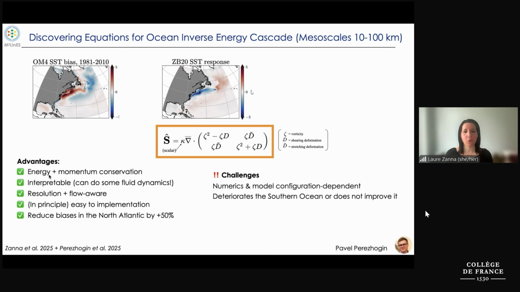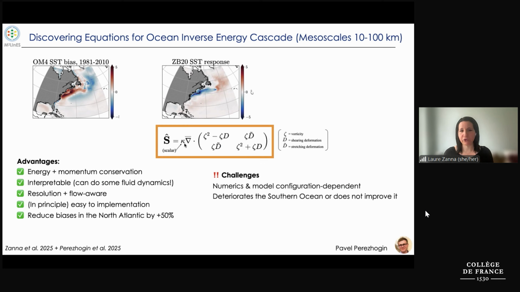So the good news is we were able to capture energy and momentum in terms of its conservative property. It's interpretable because, if you do fluid dynamics, or at least applied math, there is a lot that you can extract from this operator. I didn't talk about that, but it's resolution and flow aware. Why is it flow aware? Because it depends on how we resolve the velocity gradients. That means if you have a model that has coarser or finer resolution, the amount of turbulence that you input will change based on the velocity gradients.